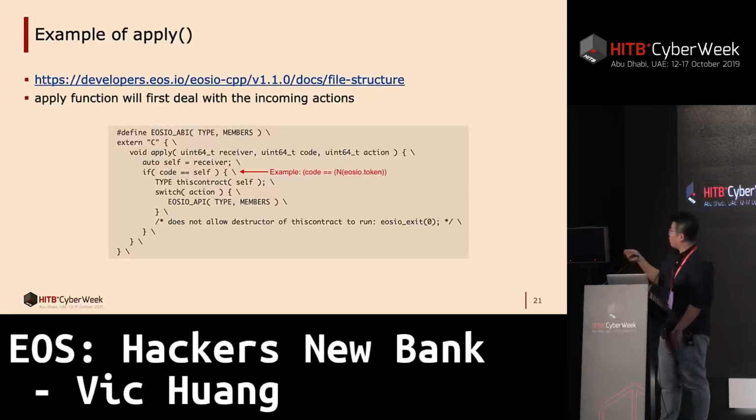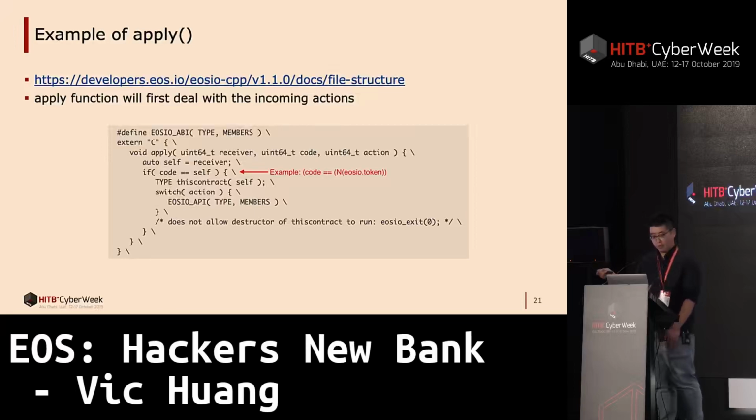So here's an example of the apply function. It's a very old version of it. We can see here there are 3 variables you have to fill, and here are the filters. When they receive actions, they have to pass the logic. So the data will pass to the EOS API, meaning it will pass to the function the other people call.